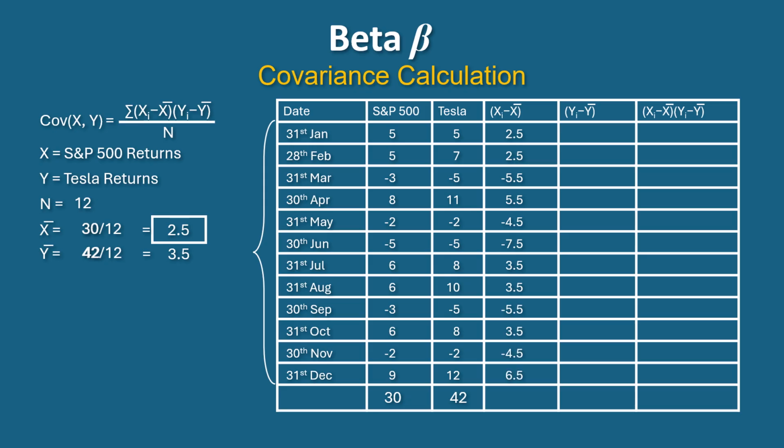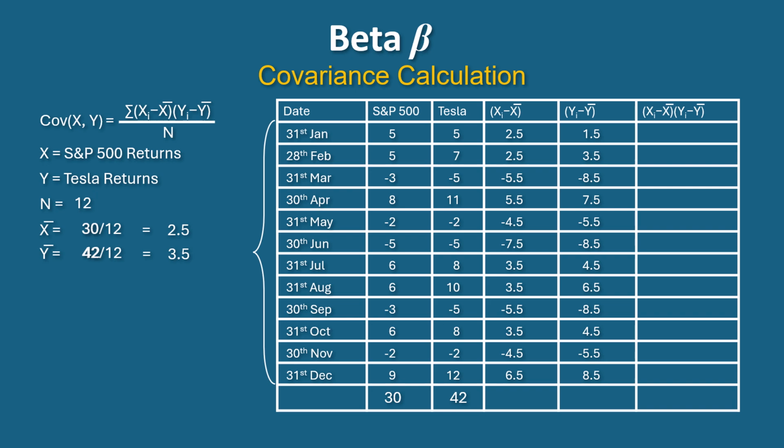Calculate Y minus Y bar for each month. January, 5 minus 3.5 equals 1.5. February, 7 minus 3.5 equals 3.5. March, negative 5 minus 3.5 equals negative 8.5. And so on for each month.